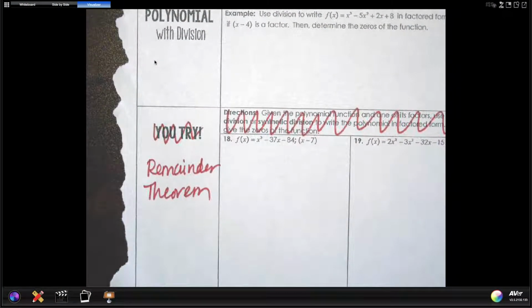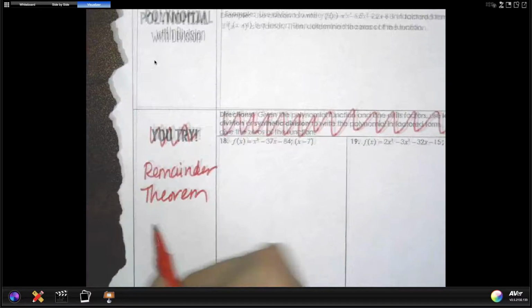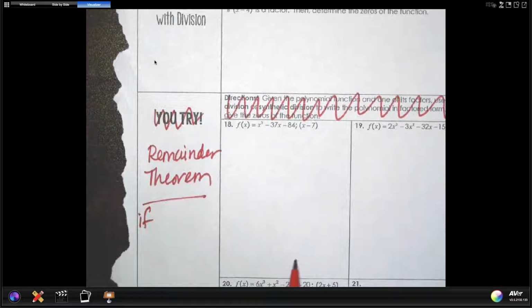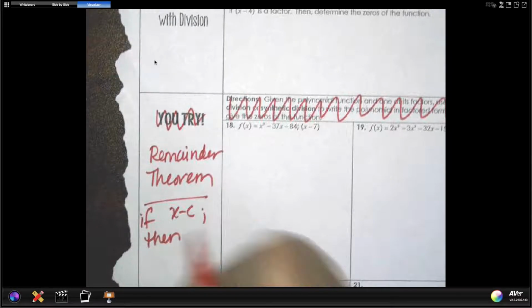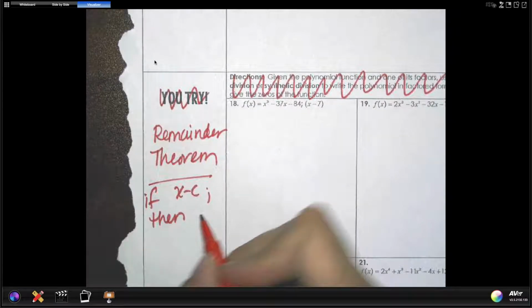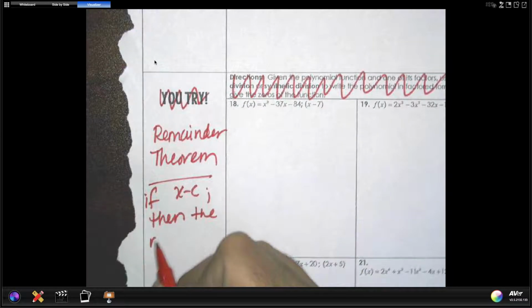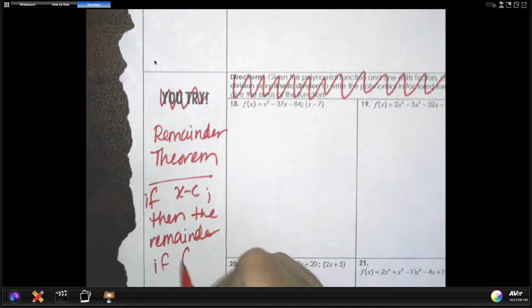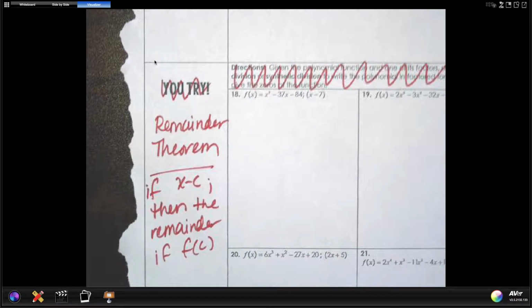Okay, so let me explain to you what remainder theorem is. Remainder theorem is, if you have x minus c, then, so if you have an x minus c, like right here you have x minus 7, then the remainder is f of c. That's what the remainder theorem is.